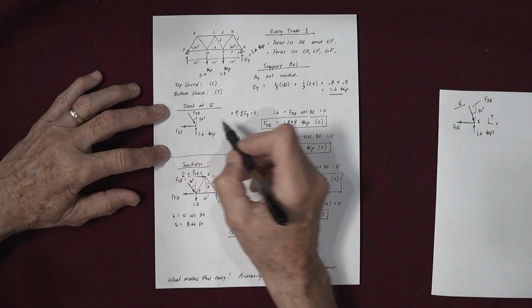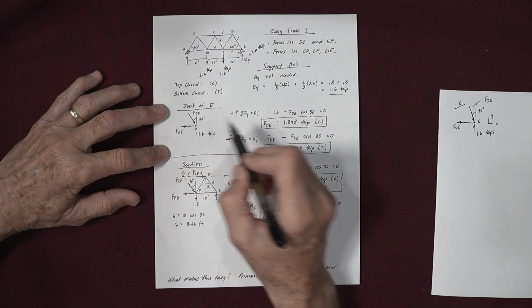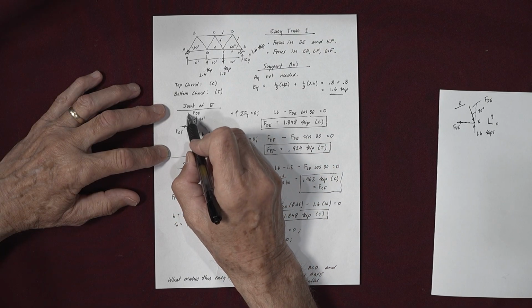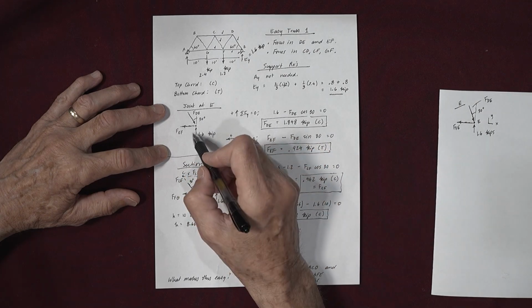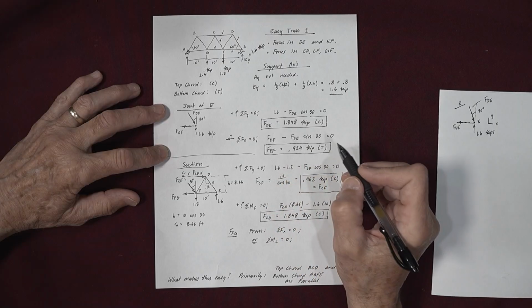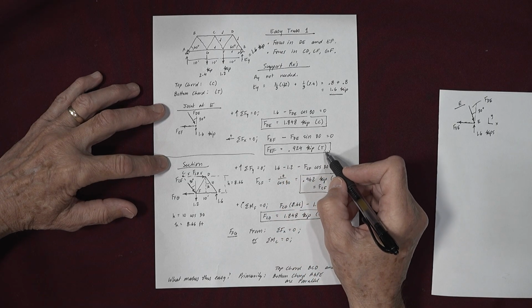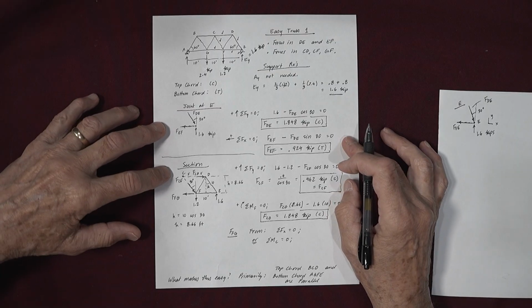When I write the x equation, if I take to the left to be positive, I've got FEF minus the x component of this guy, which is FDE sine 30. And there is no x component of the 1.6. And so FEF is 0.924 kip. And of course, that's in tension because he's pulling. Questions at the joint?